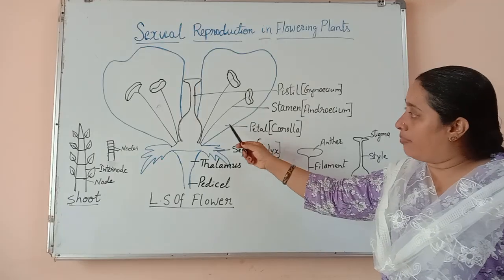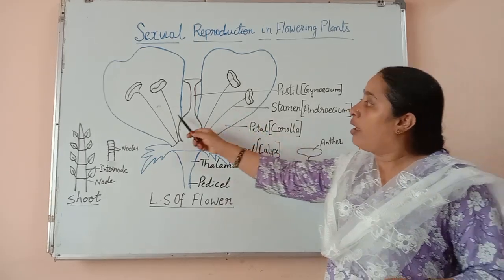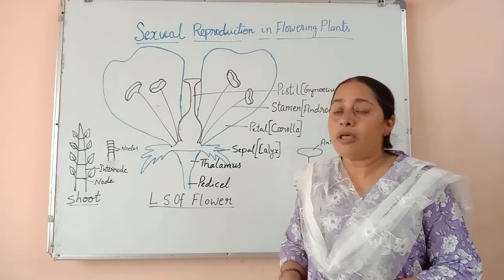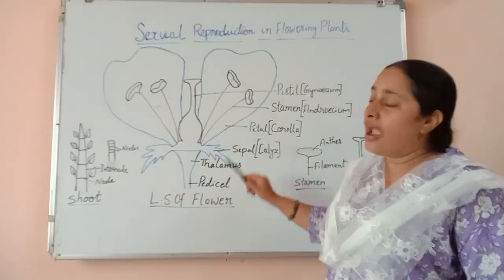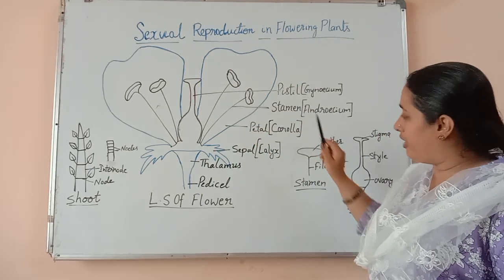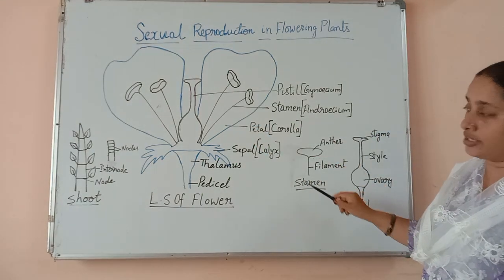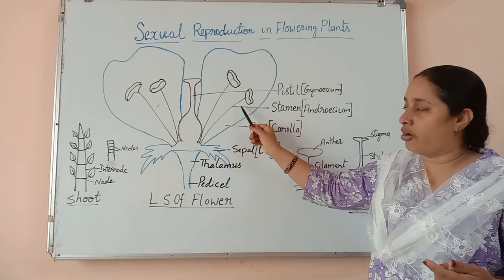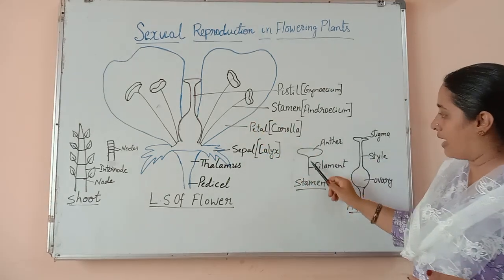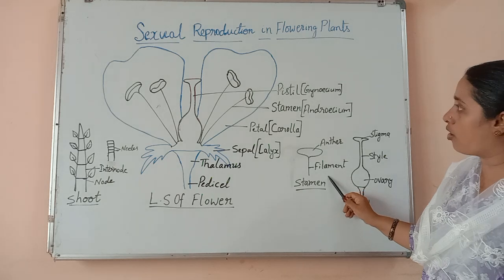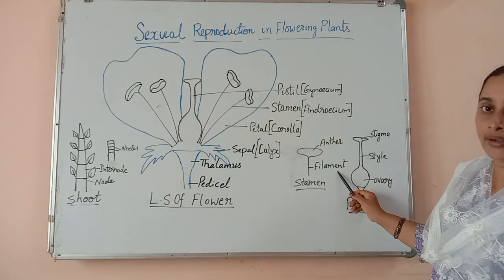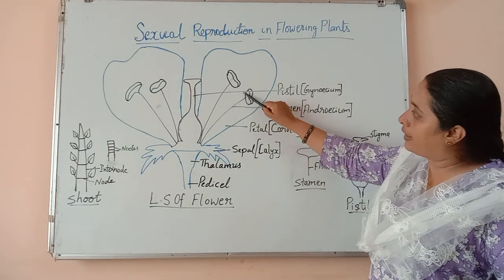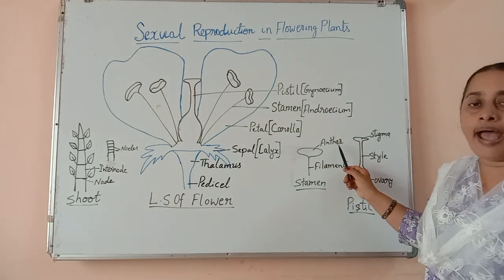Do you know what the stamen is? Actually, stamen is the male reproductive organ of the flower, and each stamen, when you observe it carefully, comprises 2 parts. A long stalk, which is very thin and long, sometimes it may be short also. This is called the filament. The stalk of the stamen is called filament, and over the filament there is a cap-like structure. It is called the anther.